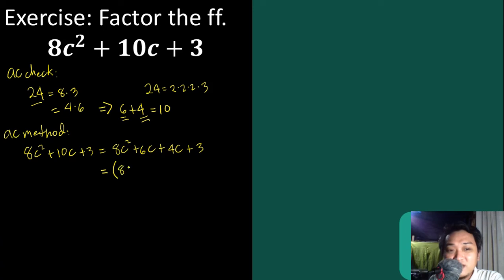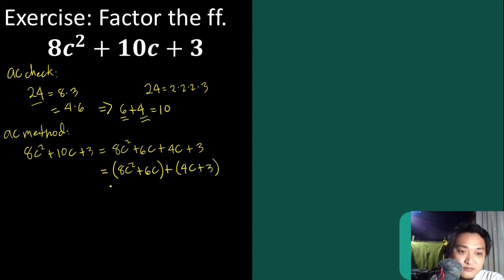So, let us group 8c squared plus 6c plus, wag natin kalimutan, plus 4c plus 3. Again, this time, we're going to remove the greatest common monomial factor kung meron sa bawat term. So, in this case, the greatest common factor of 8 and 6 is 2. And the common factor between c squared and c is c.